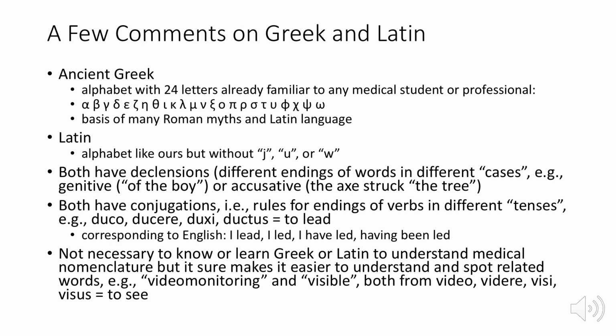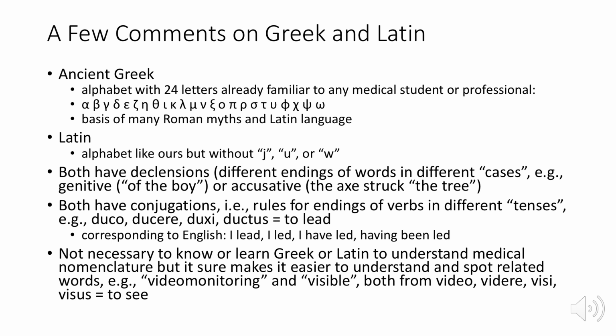Ancient Greek was a language that came from Etruscan. It's an alphabet with 24 letters, many of which are already familiar to any medical professional or student. Alpha, beta, gamma, delta, epsilon, zeta, eta, theta, iota, kappa, lambda, mu, nu, xi, omicron, pi, rho, sigma, tau, upsilon, phi, chi, psi, and omega. It's the basis of many Roman myths and the precursor to the Latin language.